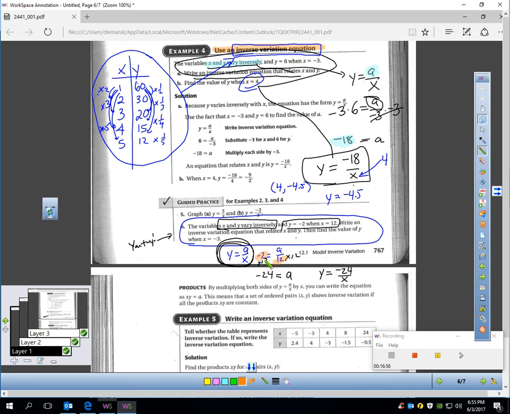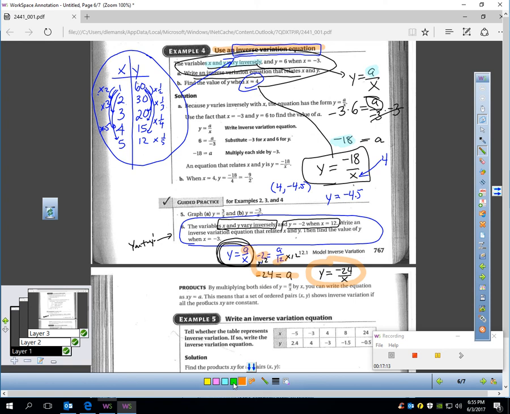And now to solve that, multiply each side by 12 to get a by itself, and I'll figure out that a is -24. Well, now that I know that a is -24, I can plug -24 in for a, and there's my equation, y equals -24 over x.